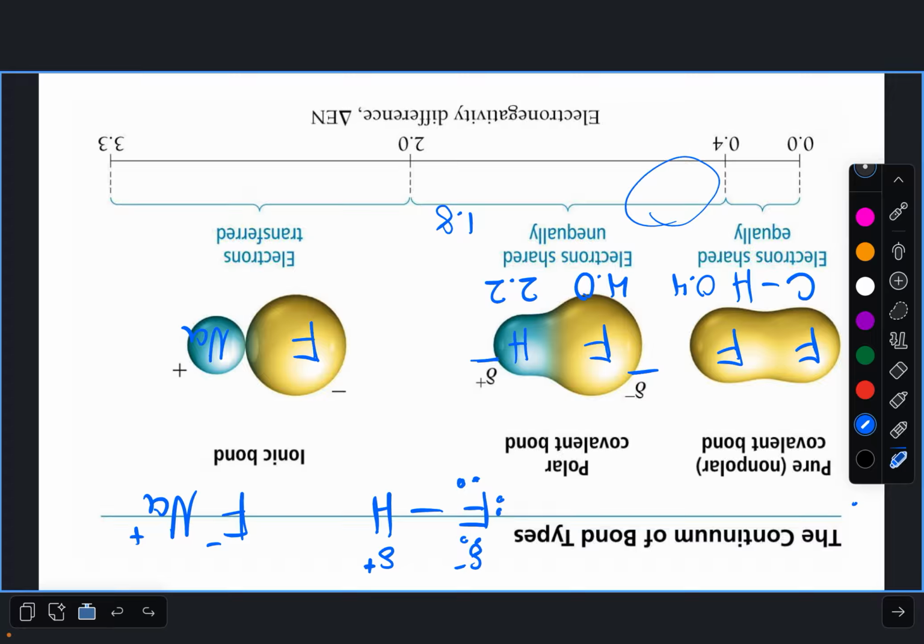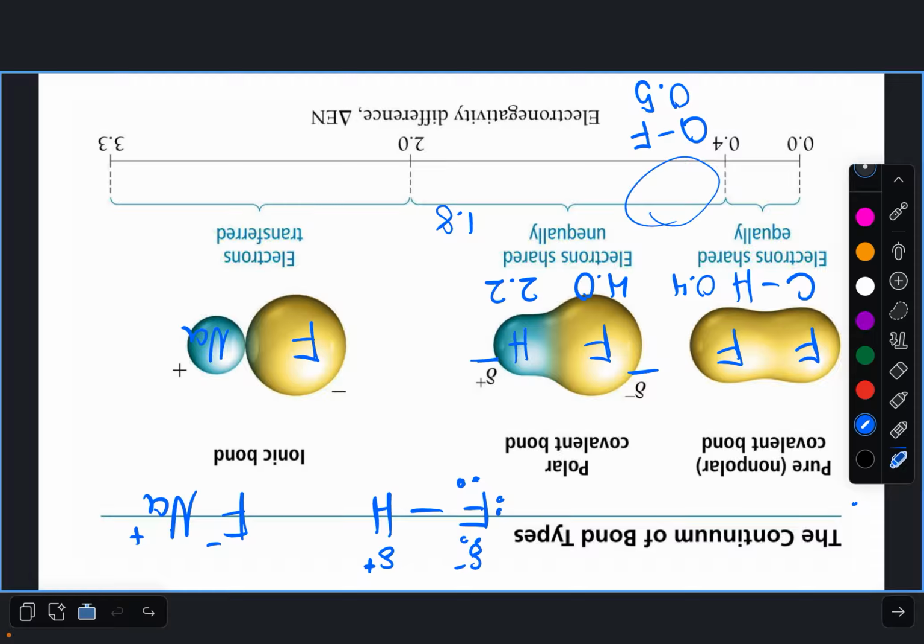How about oxygen and fluorine? Okay, so that one has a difference of 0.5. There would be a very slight partial negative and partial positive, the negative being on the fluorine because it's more electronegative. Okay, so it's how much of that rope did the stronger one pull over. Okay, all right. I think that's all I want to say on that.